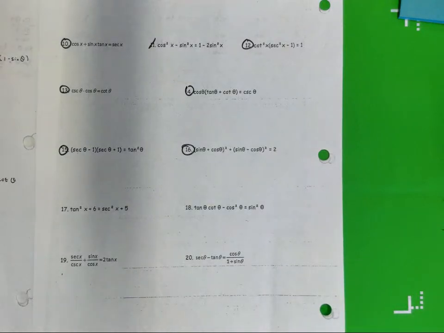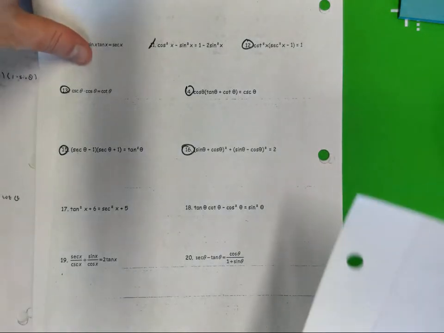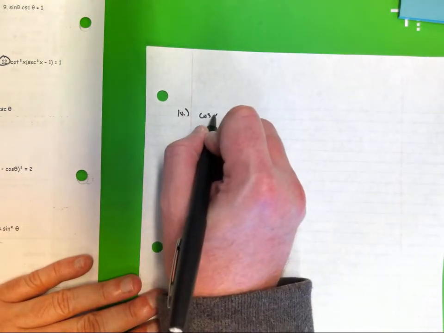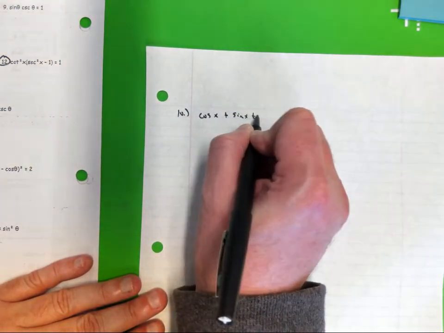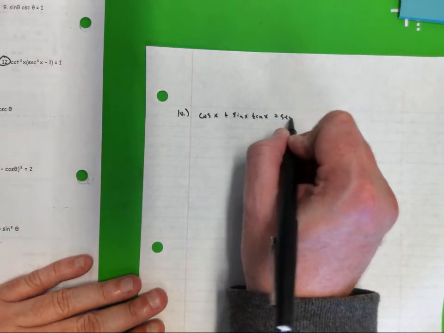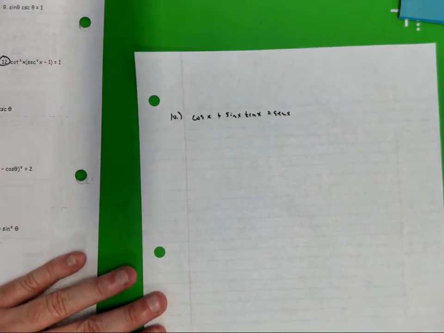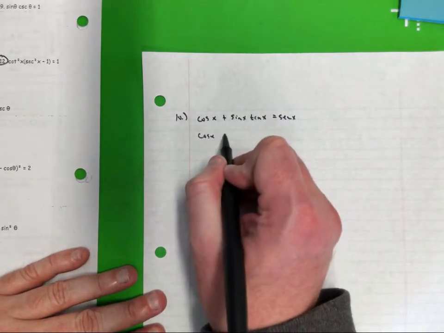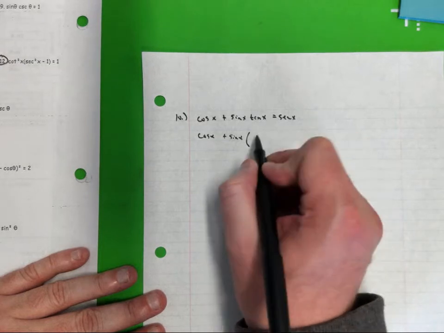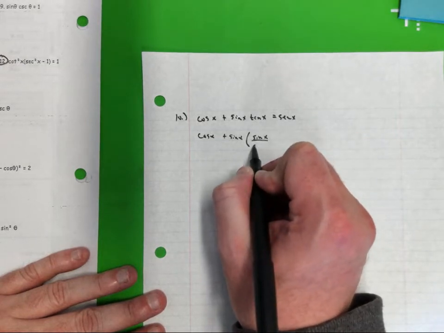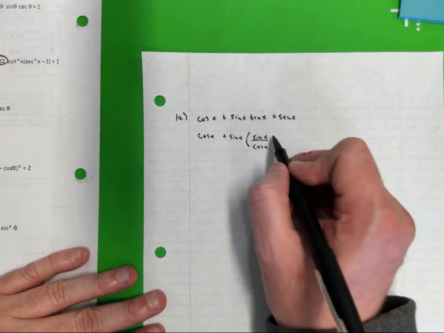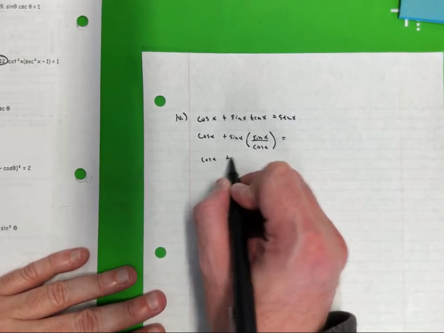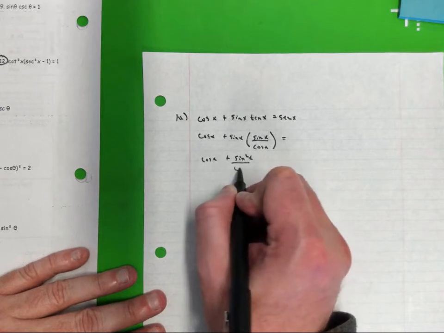So I'm going to do this on notebook paper, but you know the problems I'm doing is page 2 in your notebook, number 10. Cosine x plus sine x tangent of x equals secant of x. I'm going to start with the left side. I'm going to rewrite this as cosine x plus sine x times sine x over cosine x. That gives me cosine x plus sine squared of x over cosine.